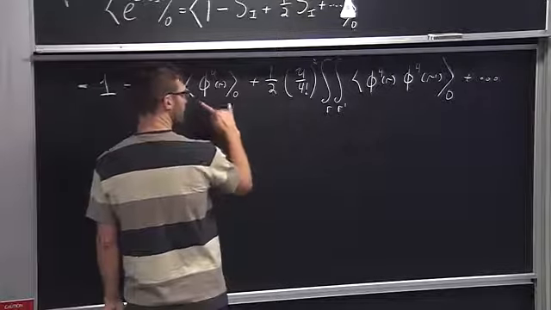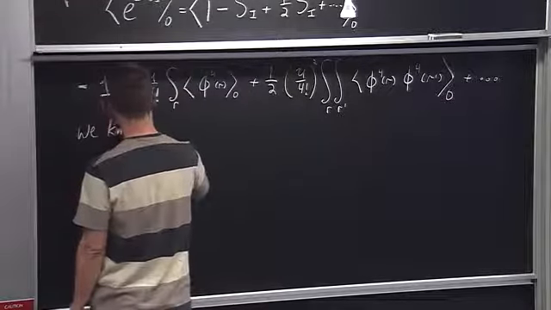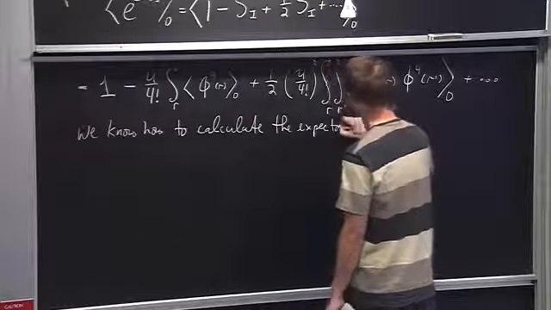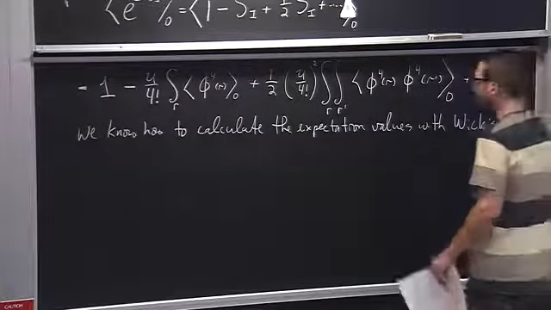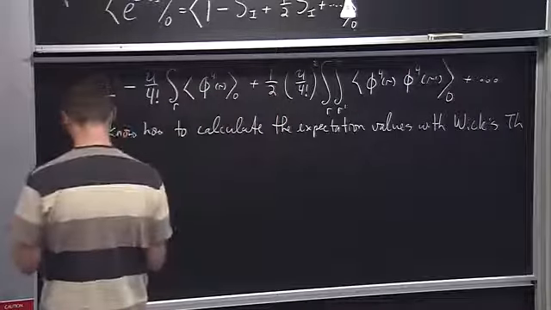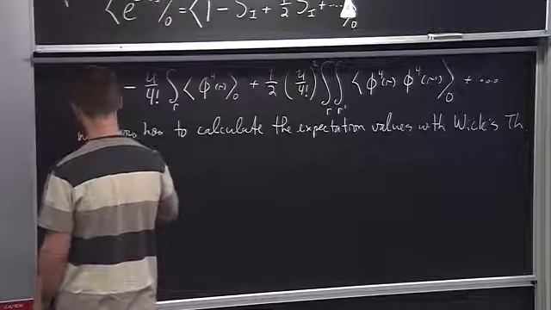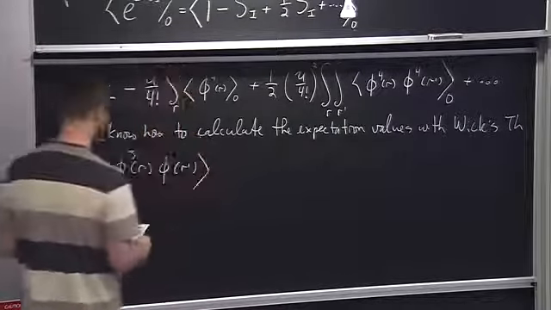And we're in good shape because we know how to calculate each one of these types of correlation functions with Wick's theorem. I probably wrote them, was it X? I can't remember what they did. Yeah, it was all X's. Now I have phi's, right? So if you look back at that example I did for the, I think it was X cubed, or something like that.